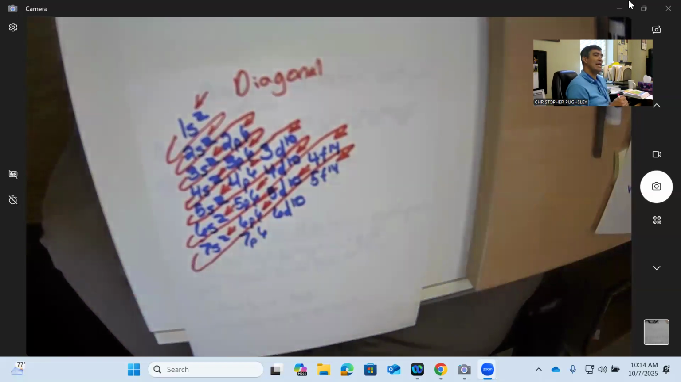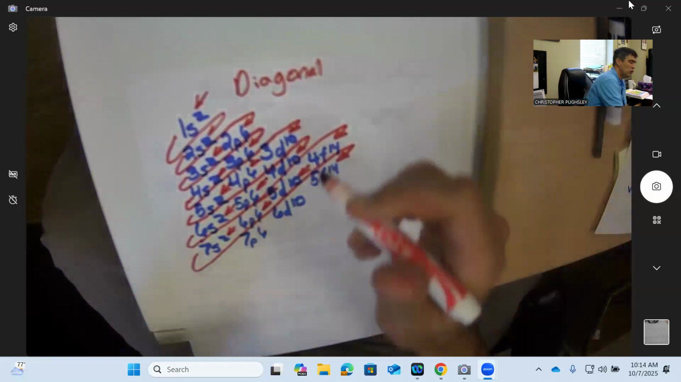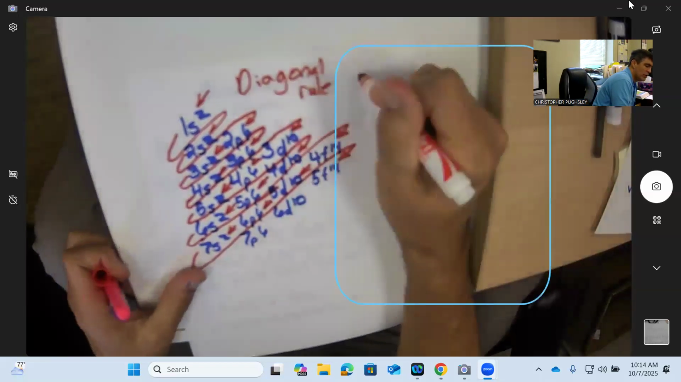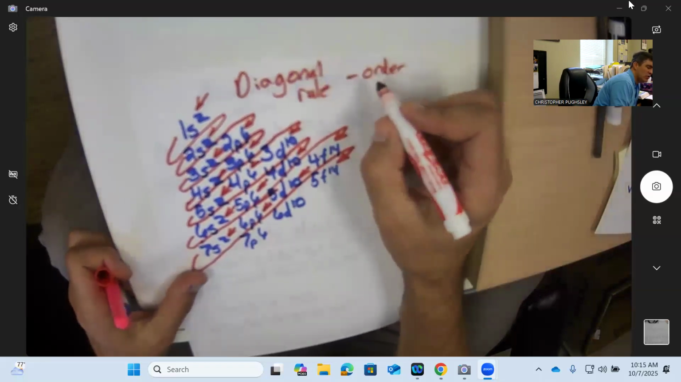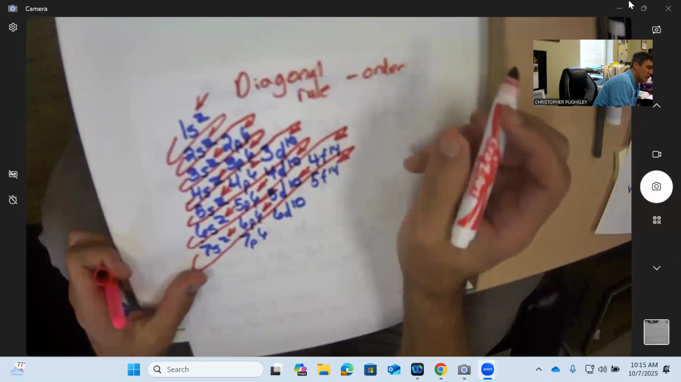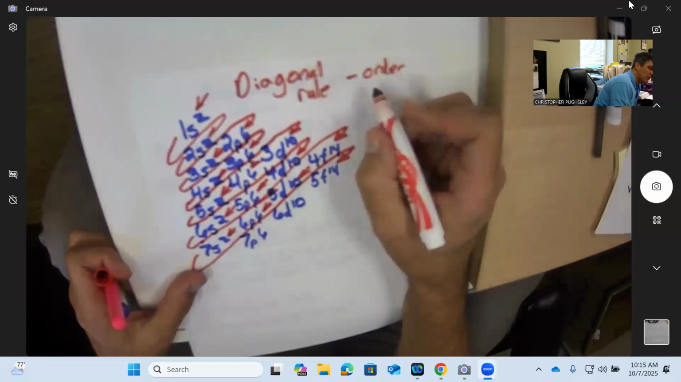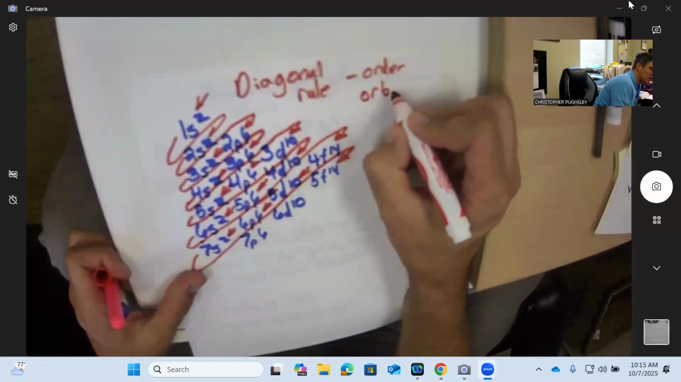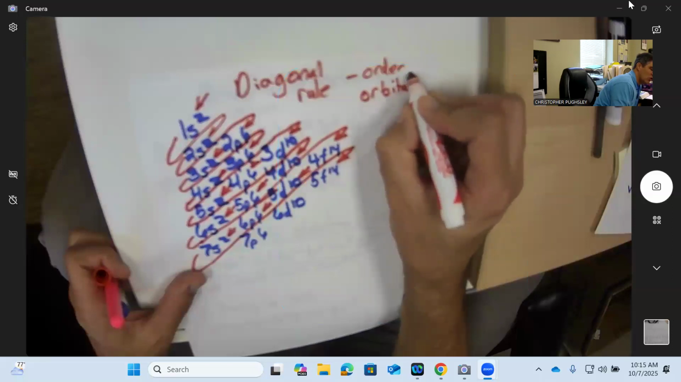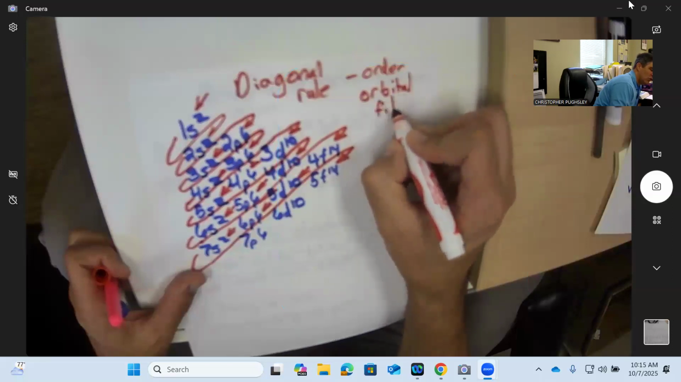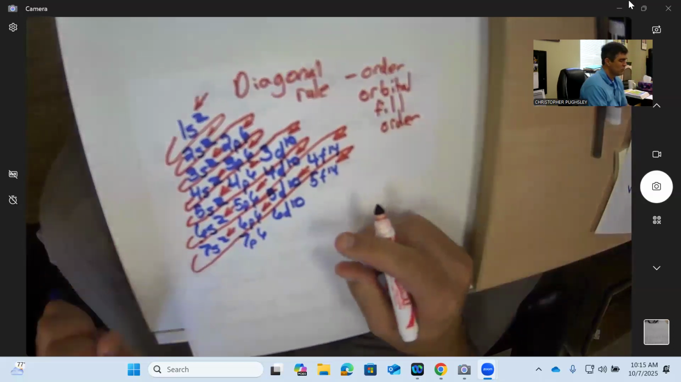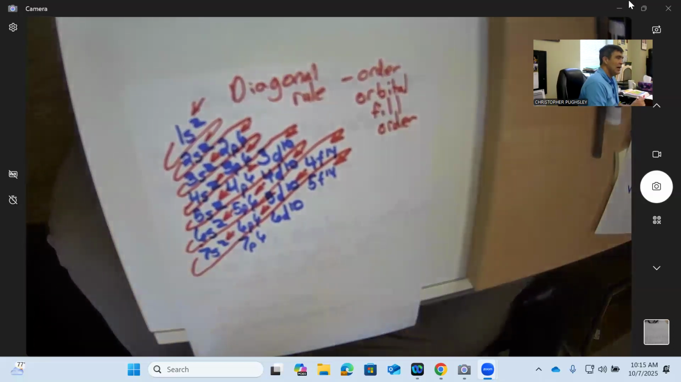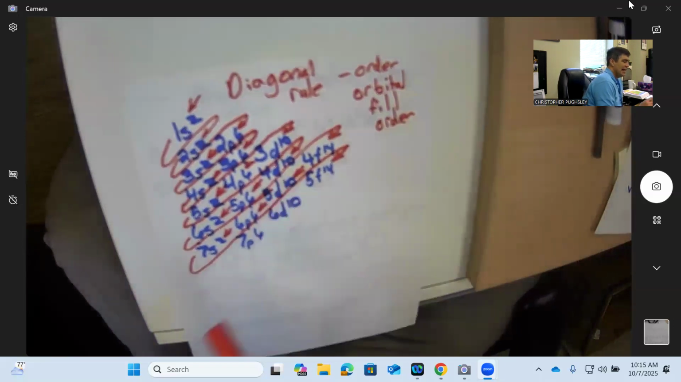And so it's called my diagonal rule. It tells the order in which I fill the energy levels, the orbitals that I fill first, because the lowest energy orbitals fill first. Orbital fill order. All right, so that is the diagonal rule.